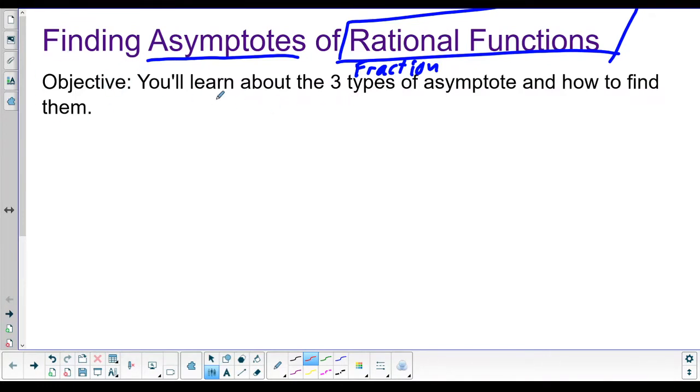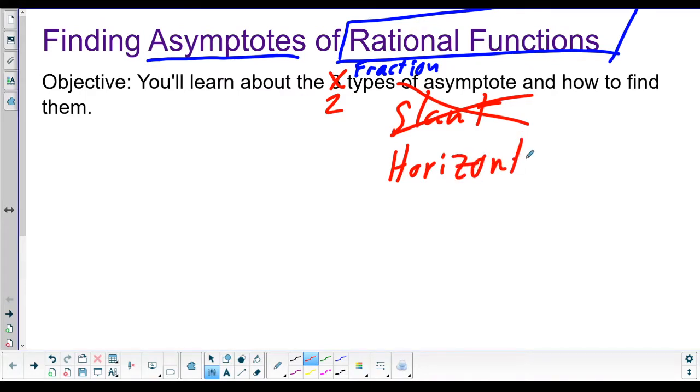Our objective today, you need to learn about 3 types of asymptotes and how to find them. We're cutting that down to 2 types of asymptotes. And we're doing that because your homework just doesn't have slant asymptotes. Those things are not on there. What is on there are horizontal asymptotes. And guess the other one. Can you guess? I bet you can't guess.